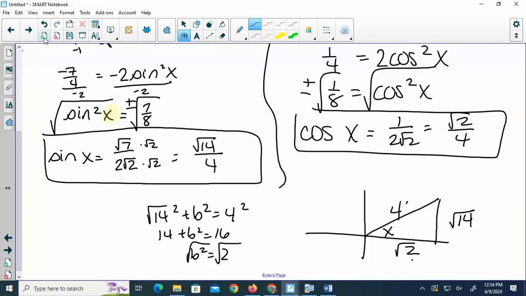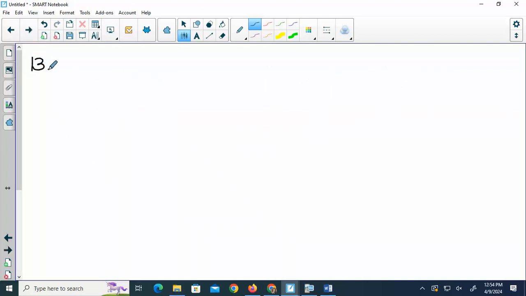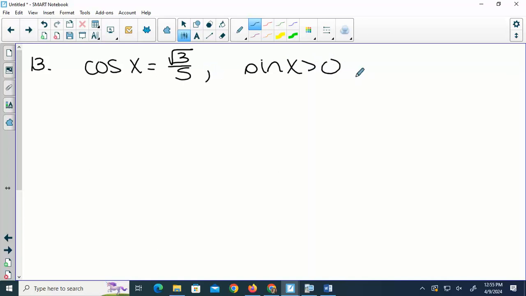Let's look at problem 13. This time, I gave you cosine of regular x, and information about sine. Cosine is positive, so we know that could be 1 or 4. If sine is also positive, which quadrant was it? So cosine is adjacent over hypotenuse, so we can find the missing side.